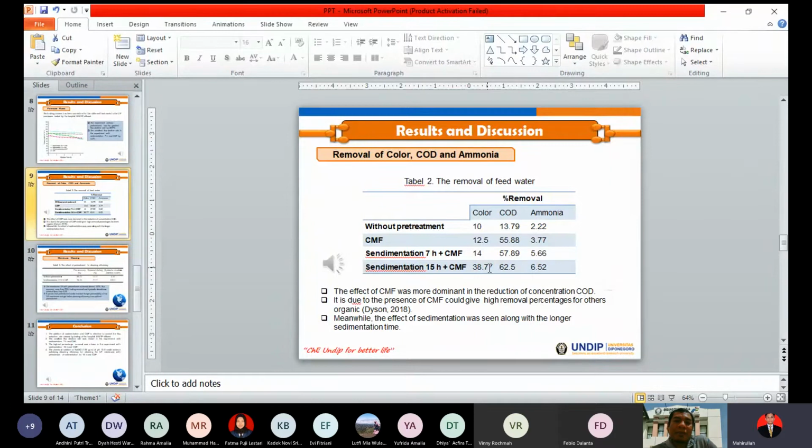So I would prefer to know the TDS rather than the color. Of course, color is good, but I think TDS data is much better for environmentalists to know the TDS in the sample after the treatment, which is a combination of sedimentation and ceramic membrane filtration.